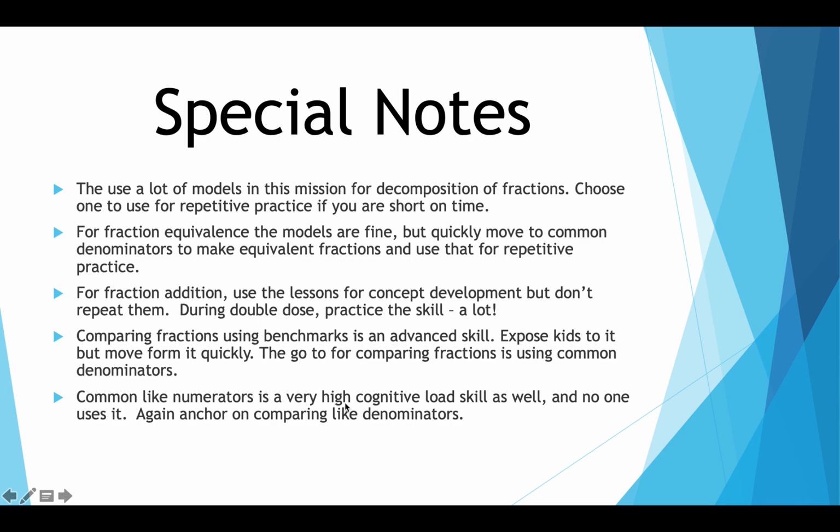Common numerators is a very high cognitive load skill. In fact, I struggle with this one. I can probably do it, but I'm not going to trust myself to compare a fraction by looking at common numerators. So I'm going to use equivalent fractions to create common denominators to compare. So that's your anchor. To me, all fluent practice should be using equivalent fractions to create common denominators when you compare. And that's what they're going to use to add and subtract anyway, unlike common numerators, which is common denominators. So to me, comparing numerators is almost useless, if I'm being honest.